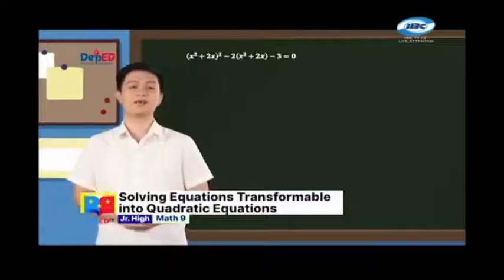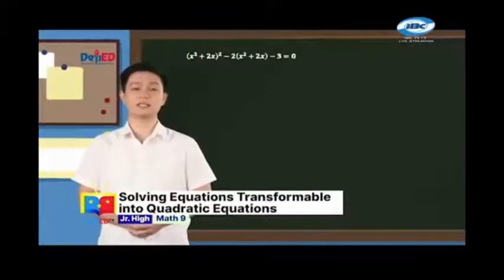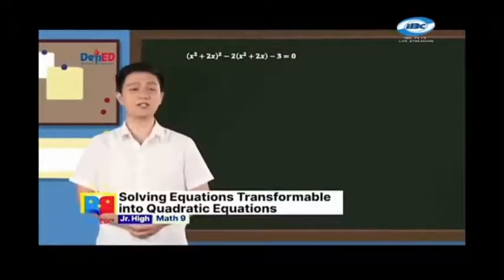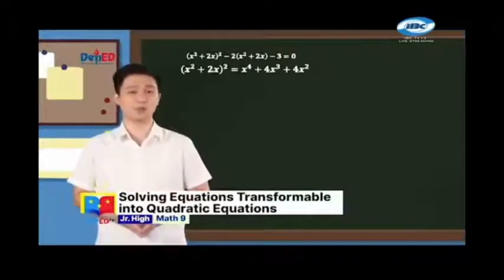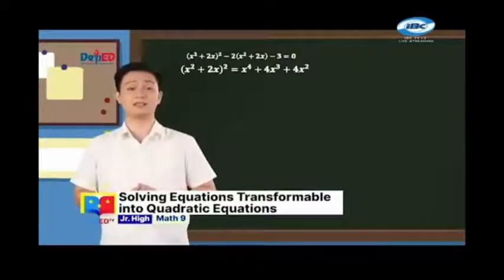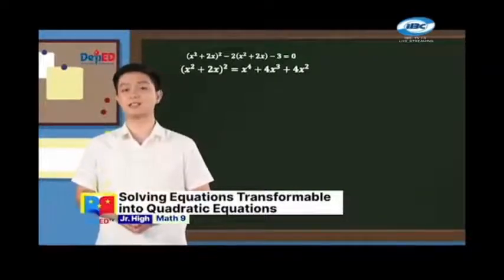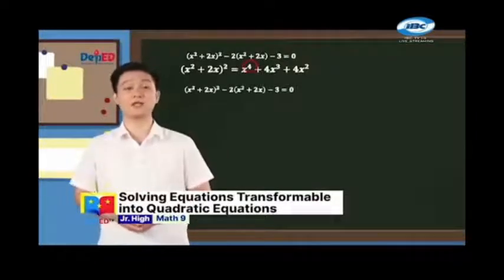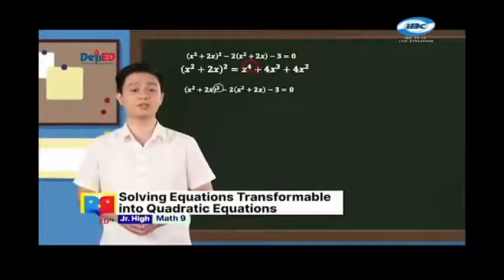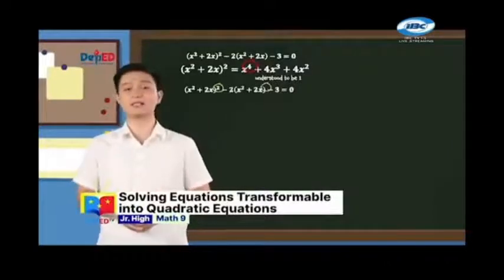We have the binomial x squared plus 2x, quantity squared, minus 2 times the binomial x squared plus 2x minus 3 equals 0. If we are going to square the binomial x squared plus 2x, then we would see that the equation is not quadratic either. The highest exponent of the variable x is 4. But notice that both the first and the second terms contain the binomial x squared plus 2x, with exponents 2 and 1 respectively. The case is the same. The higher exponent is twice the lower exponent.